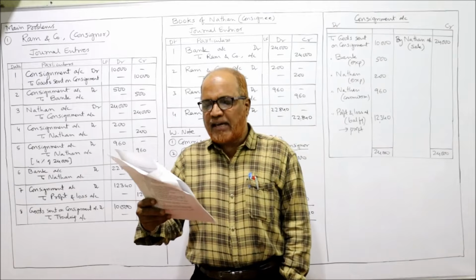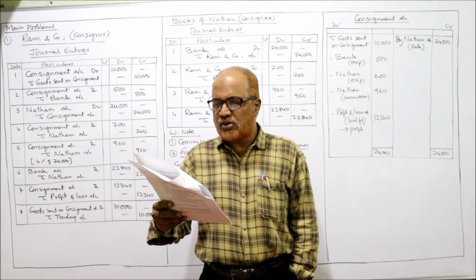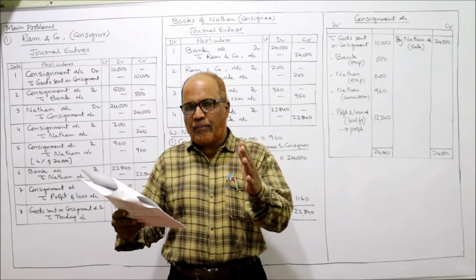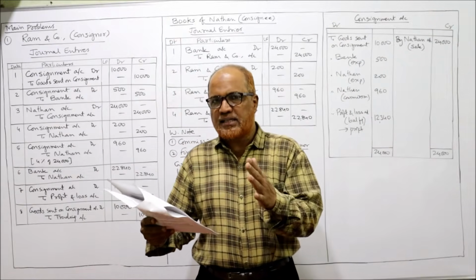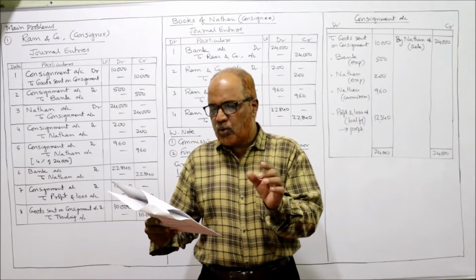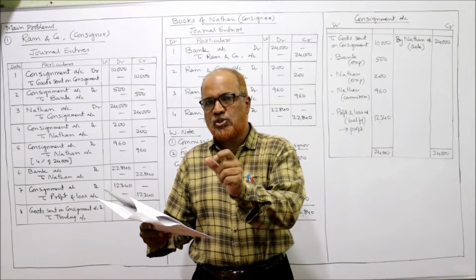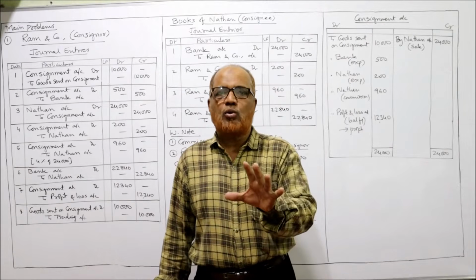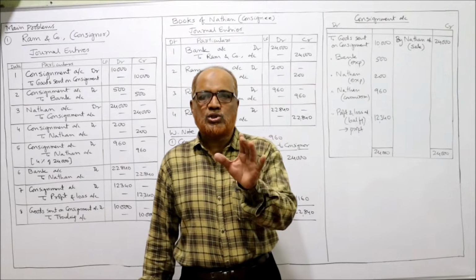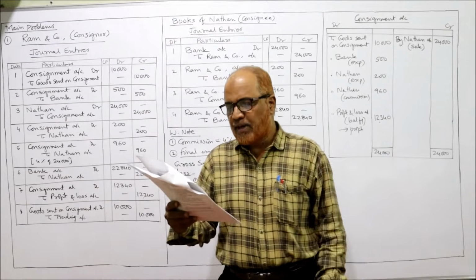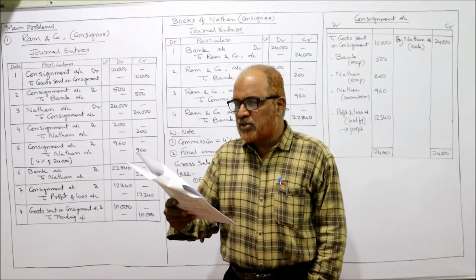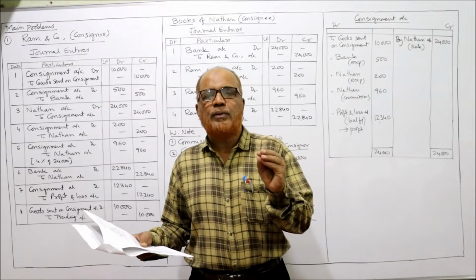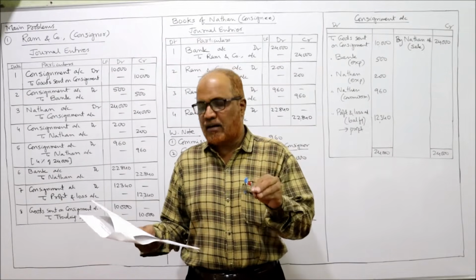Ram and Company of Calcutta consigned 50 cases of goods at rupees 200 each to Nathan of Bombay. So Ram and Company is the consignor, Nathan is the consignee, and the value of the goods is 50 cases of rupees 200 each. So 50 into 200, 10,000 rupees worth of goods is the cost of goods sent by the consignor. The consignor pays 200 rupees for insurance and for freight 300. So totally 500 rupees are spent by the consignor.